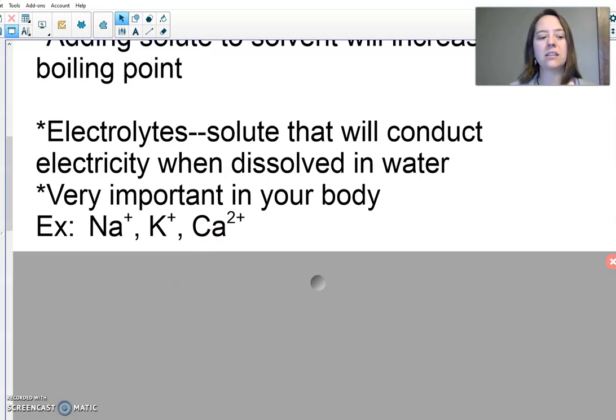Calcium ions are not just sitting in your bones, they're very important for muscle contractions. So anytime your muscle contracts, then calcium ions were involved. So electrolytes, they will conduct electricity when dissolved in water, and they are very important in your body.